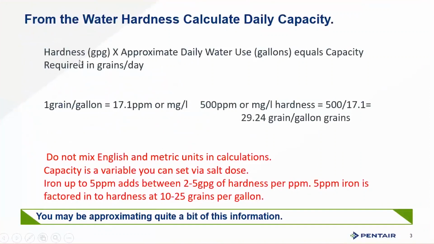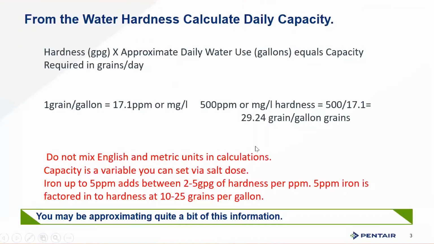And what we're going to do is take the water hardness in grains per gallon. I'm staying out of the metric system for this discussion because that requires a full understanding of everything in the water to achieve that, okay? That's why we're still dealing with grains per gallon a lot in this industry, all right? So we're going to take grains per gallon times approximate daily water use. That will equal capacity required in grains per day. Okay, how much water am I using and how many grains of hardness do I need to remove from that water in a given time frame, in 24 hours?